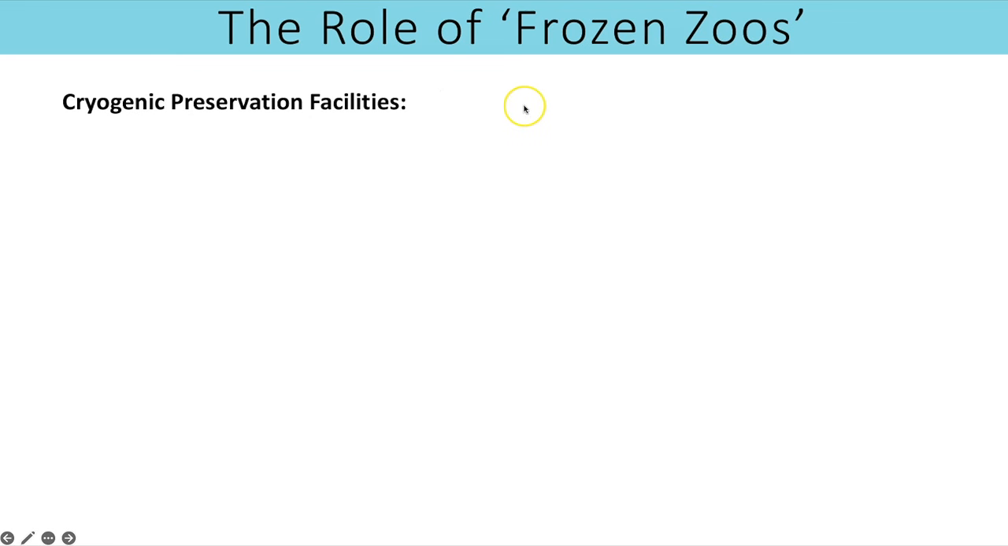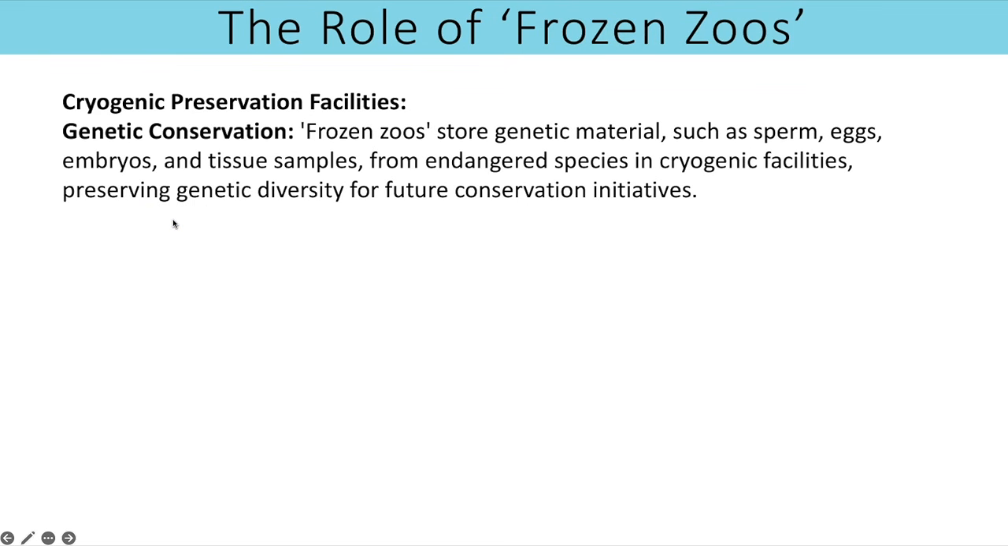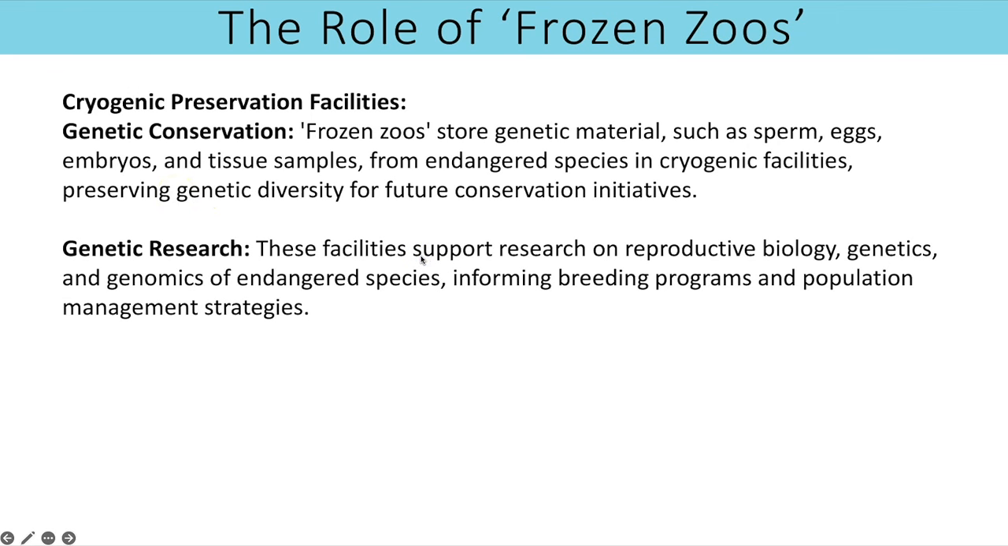You can also do conservation through frozen zoos, which is where we have cryogenic preservation facilities. And this helps with genetic conservation. So frozen zoos is where you store genetic material such as sperm cells or egg cells or embryos or tissue samples from endangered species in cryogenic facilities. And that preserves their genetic diversity for future conservation initiatives.